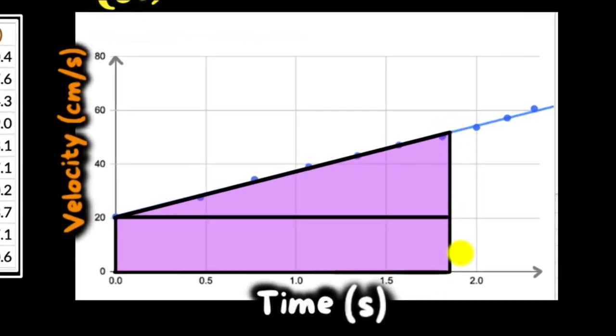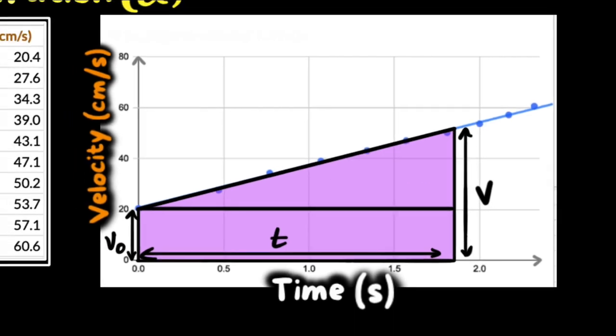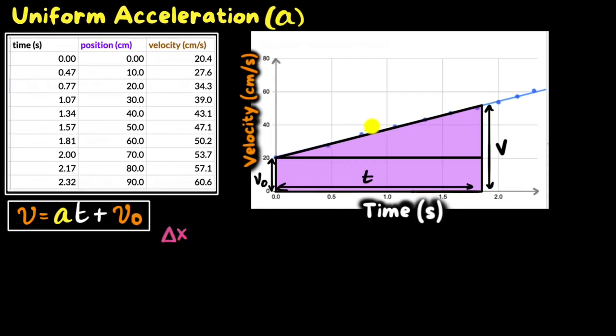Well, this represents our velocity because this is the velocity axis. This represents the time because this is the time axis. This side represents the initial velocity. Does that make sense? So from this, we could write delta x, which is the displacement, that is the area under the graph. That equals the area of this rectangle, which is v0 times t, plus the area of this triangle, which is half times base, which is t, times height. This height would be v minus v0.